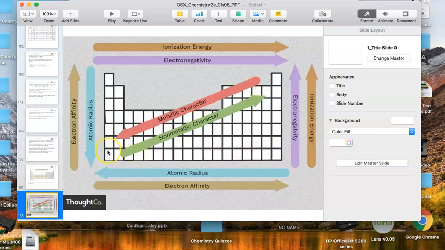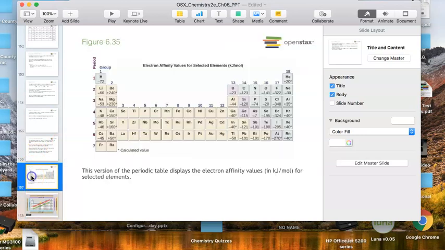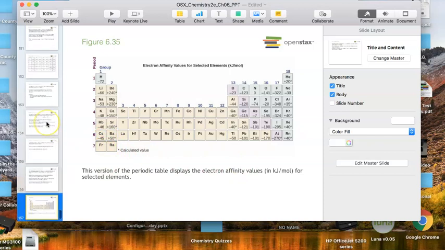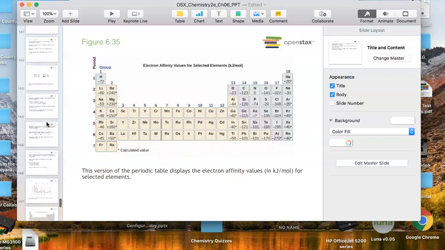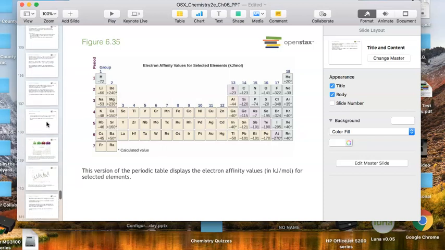And so atomic radius is smaller on the right-hand side than it is on the left-hand side. So what's the largest element? That's something that's good to remember. That should be francium here. It's the largest. It's the furthest down, and it's to the left, so it's the largest element. All right, so that's the trend with atomic radius.